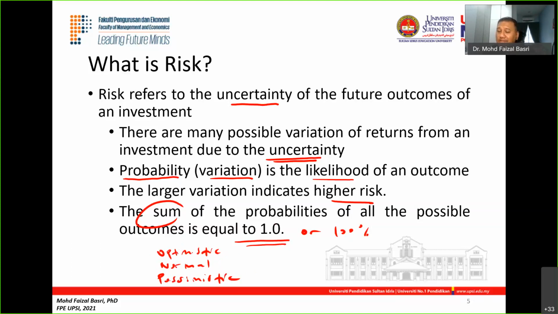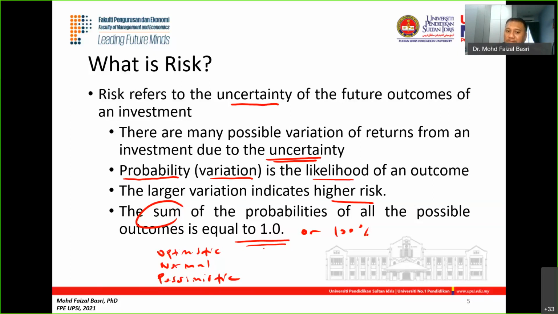Optimistic means it's a good condition, very optimistic, we are very determined, we are very confident with the situation. Normal means in a normal case scenario. Pessimistic means we are not really hoping for the best, and this is usually during the bad time of the economy. So out of these three possibilities, we can put some weightage.